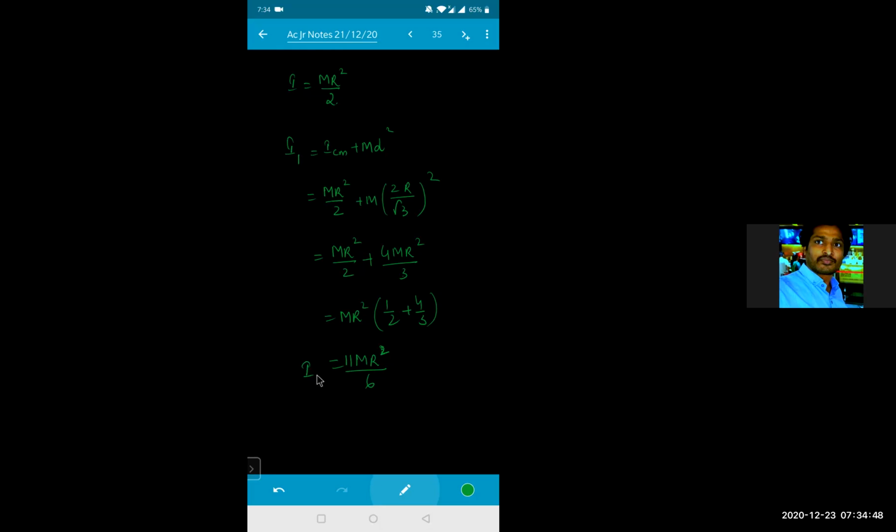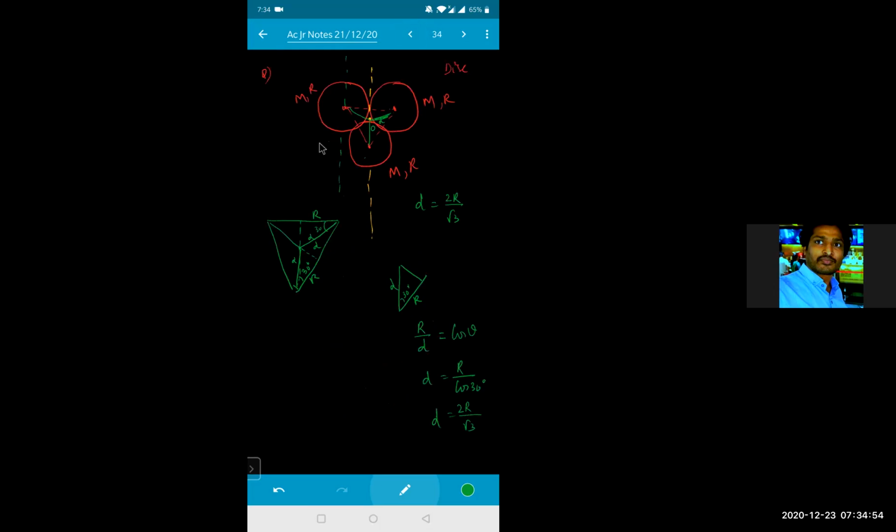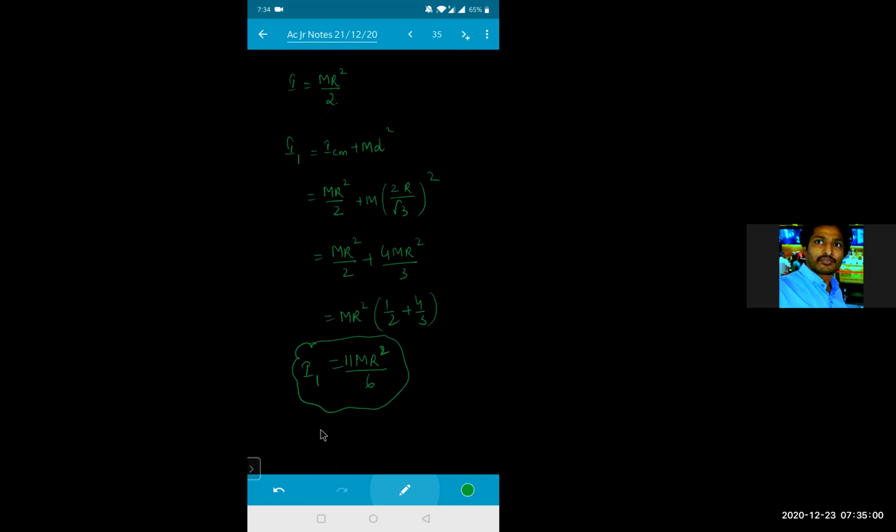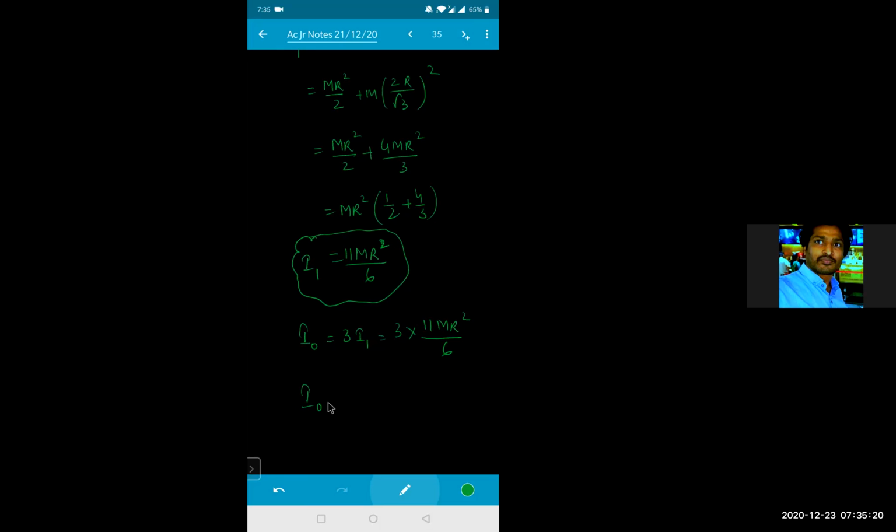This will be the moment of inertia because of one disk. You have one more disk here and one more disk like this, so totally 3 disks. The moment of inertia about O will be equal to 3 times I1, that is 3 into 11 m r square divided by 6. 3 ones are 3, 3 twos are 6, so I naught will be 11 m r square divided by 2. This is your answer.